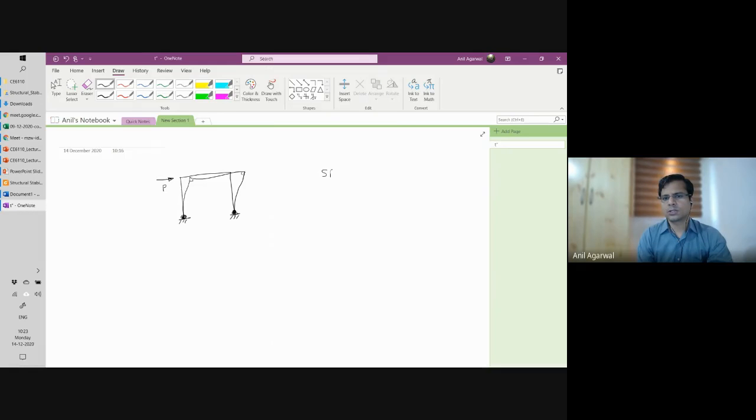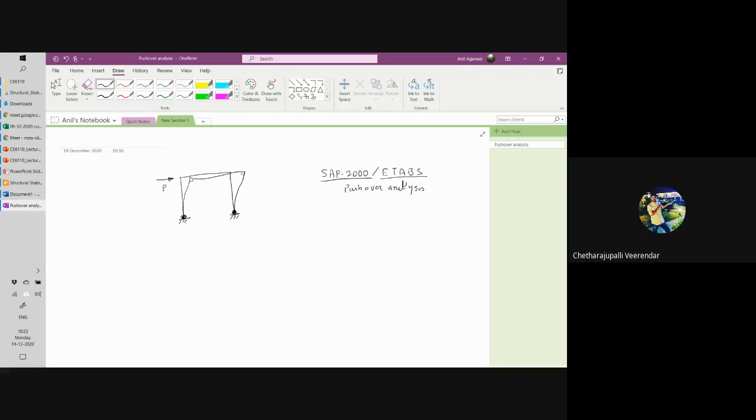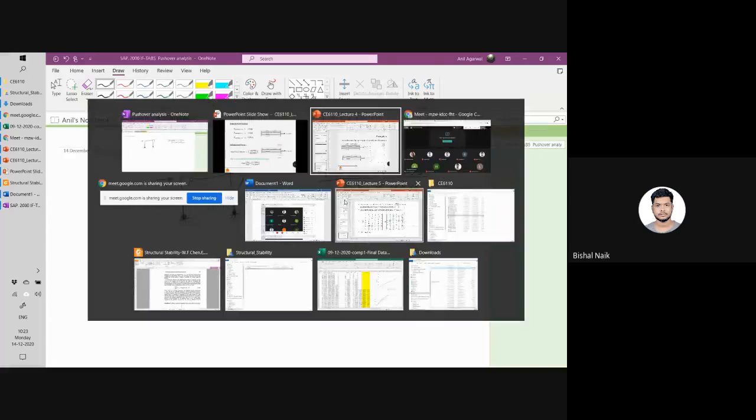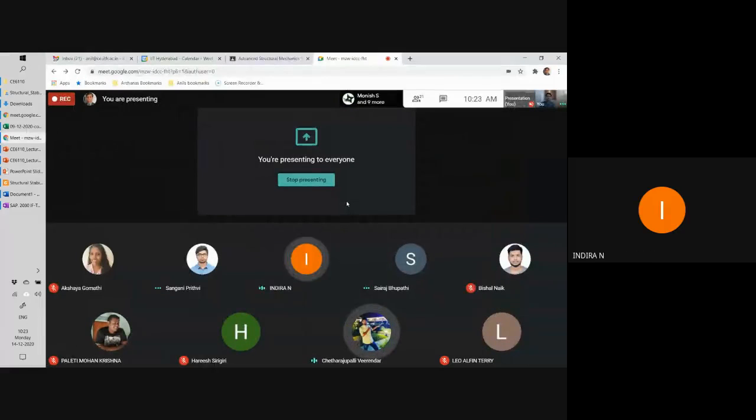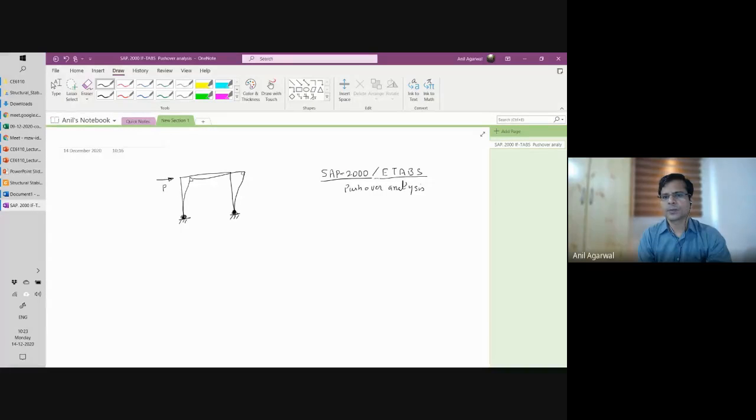The way SAP 2000 typically does is SAP 2000 has the capability to do pushover analysis. Okay. So in a typical pushover analysis, you have all heard of SAP 2000, right? Or ETABS. How many of you have heard of ETABS or SAP 2000? Yes, sir. Almost everybody. Yeah.